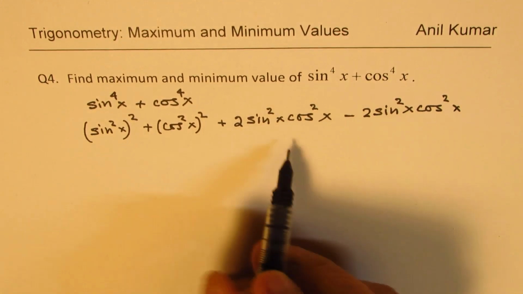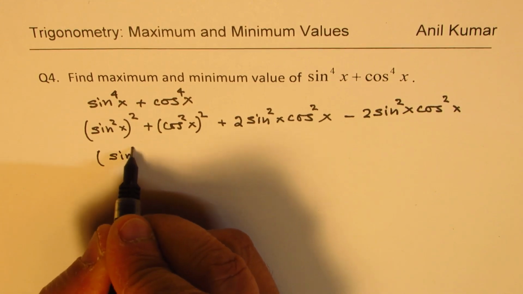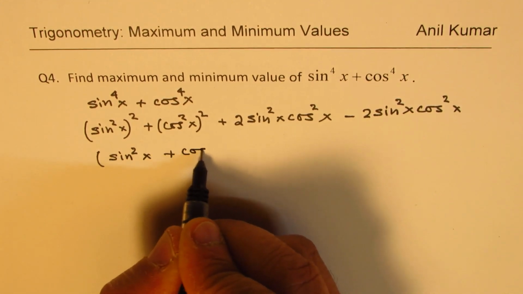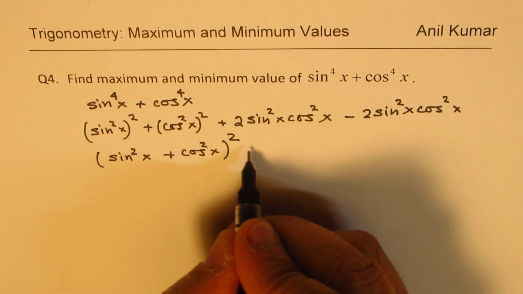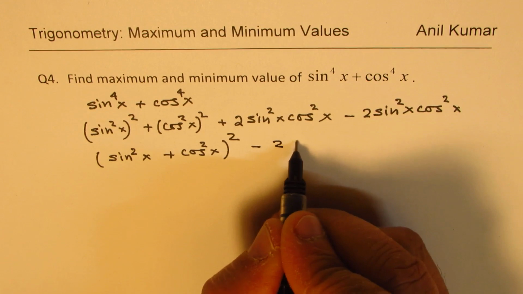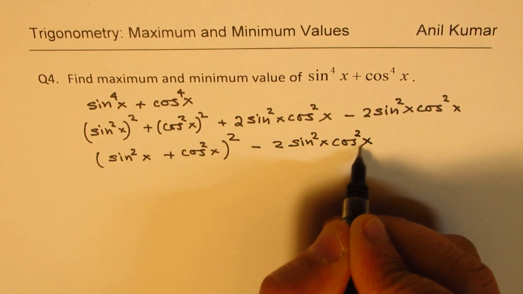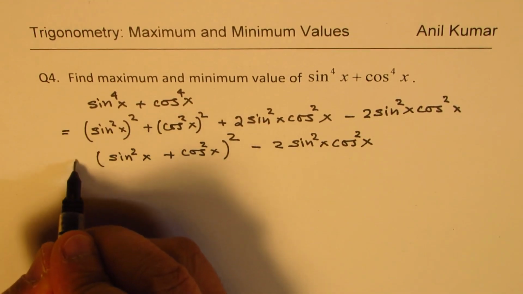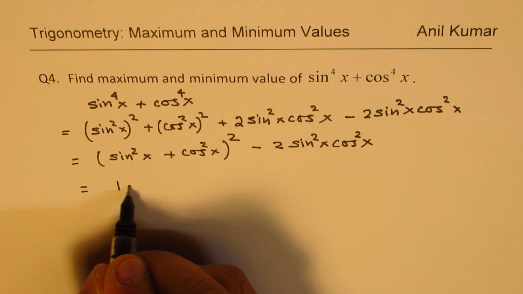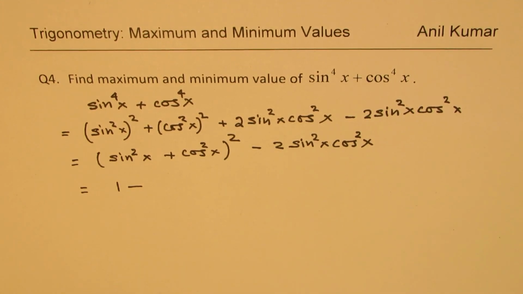So the first 3 terms can be combined and written as sine square x plus cos square x whole square, right? So that is the first three terms, and then we have minus 2 times sine square x cos square x, right? So this part we did earlier, and this part is just 1. Do you see that? So we could write this as 1 minus 2 times sine square x cos square x. Okay, now what can we do?